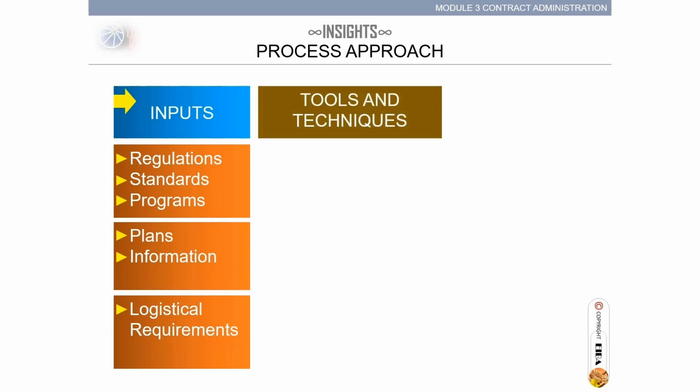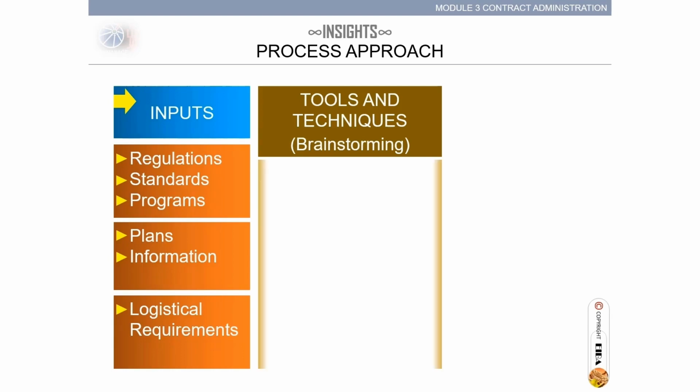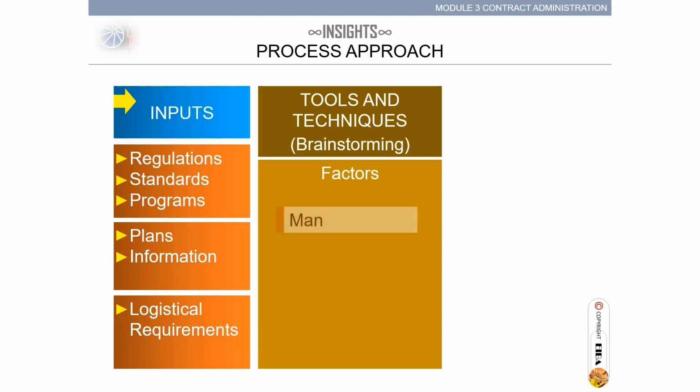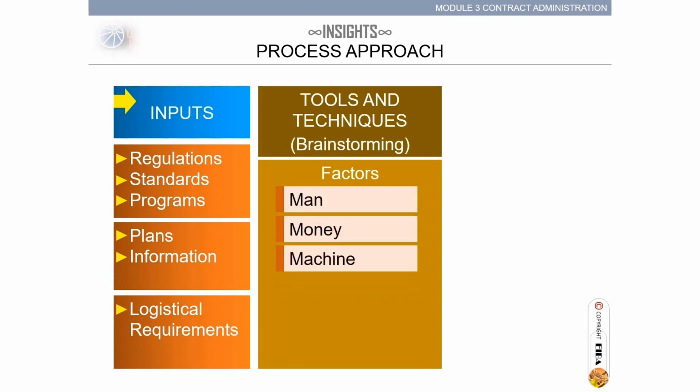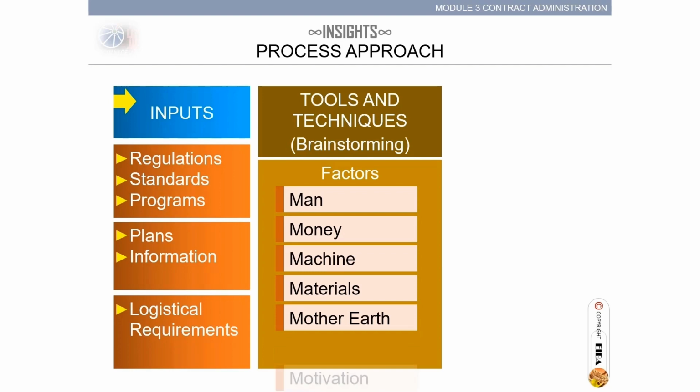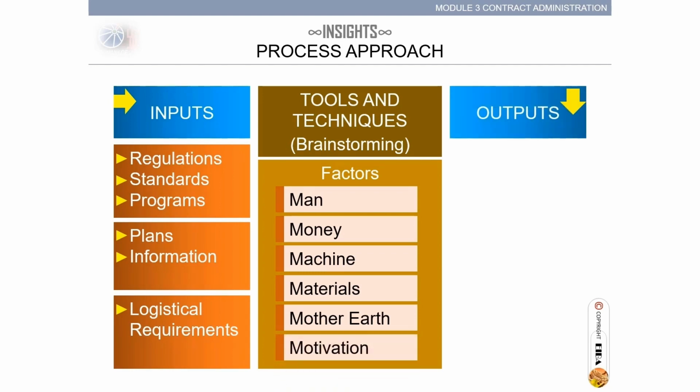Tools and techniques, like brainstorming, are used with the elements of the inputs. The elements are analyzed considering the following factors: men, the people and management; money, the financials; machine, the equipment and tools; materials and machines needed; Mother Earth, the environment; and motivation, the leadership. The outputs are established after assessing the factors against the inputs, such as policies and procedures.